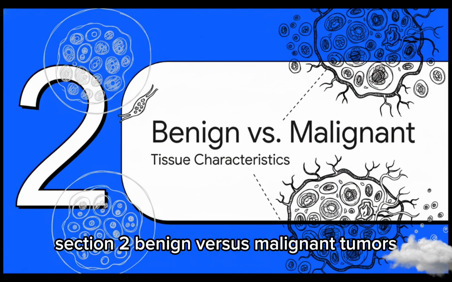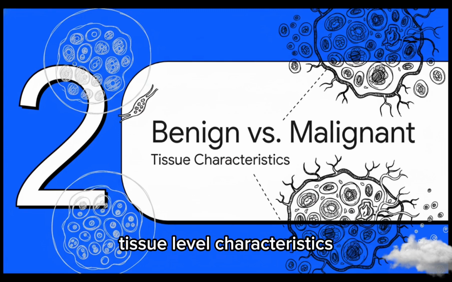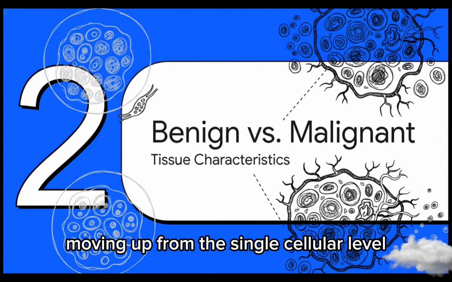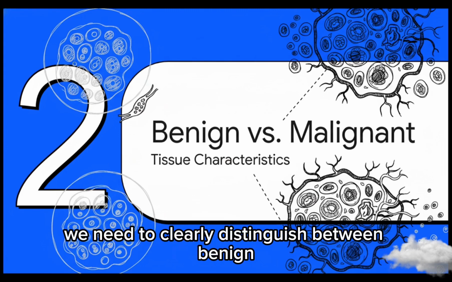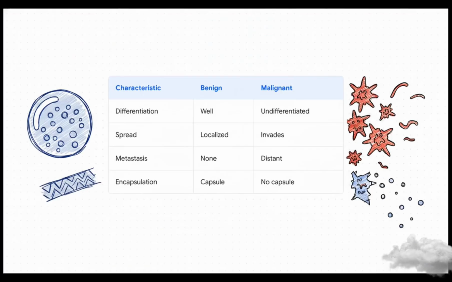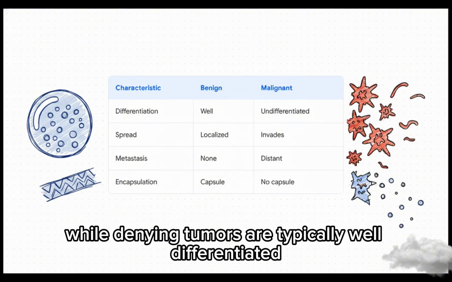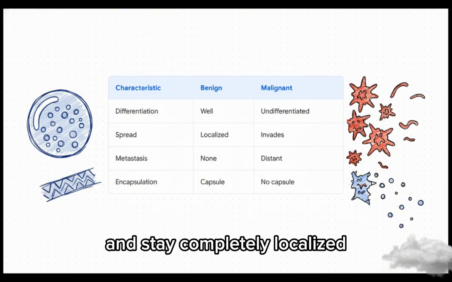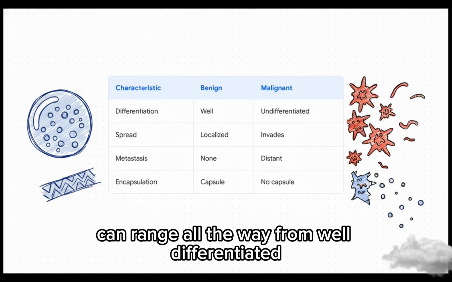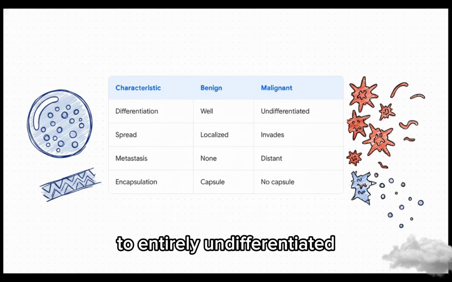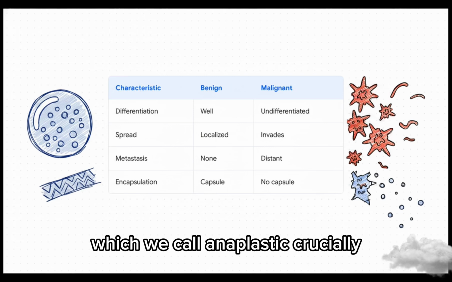Section 2. Benign versus malignant tumors, tissue-level characteristics. Moving up from the single cellular level, we need to clearly distinguish between benign and malignant tissue masses. You'll absolutely want to lock in these differences. While benign tumors are typically well-differentiated and stay completely localized, malignant tumors can range all the way from well-differentiated to entirely undifferentiated, which we call anaplastic.